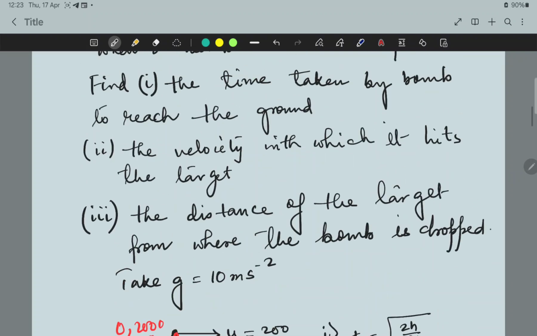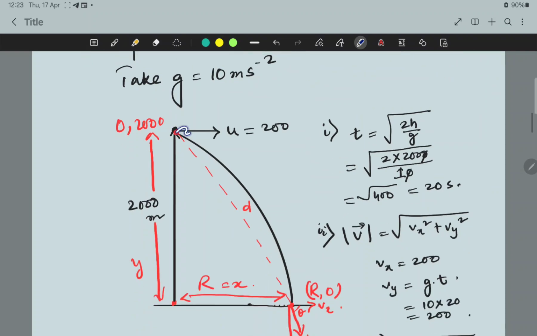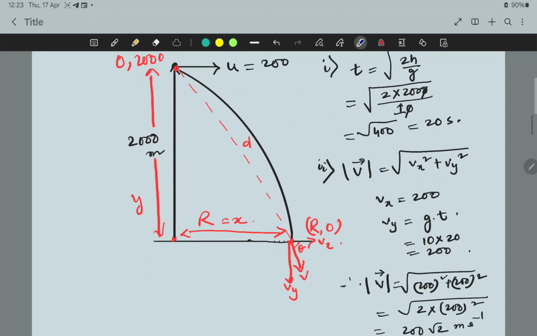Now for the third part, it is asked to find the distance of the target from where the bomb is dropped. That is, the bomb was dropped from this point and it hits the ground at this point. So if this is A and this is B, basically AB is asked. From here to here the distance is asked, which is, say, D. So we need to find D.